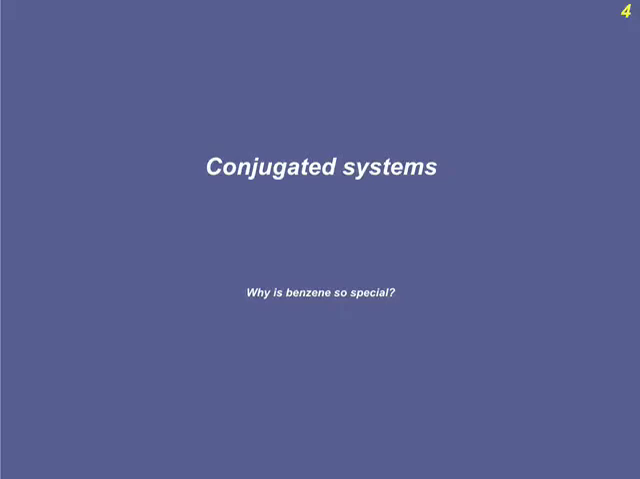For lecture 4, we're going to talk about conjugated systems. We're going to spend some time looking at orbitals again, and we're going to look at how orbitals can interact with each other in more complicated systems. The subtitle of this chapter is, Why is benzene so special? This is the question that we're going to try to answer by looking at this material.